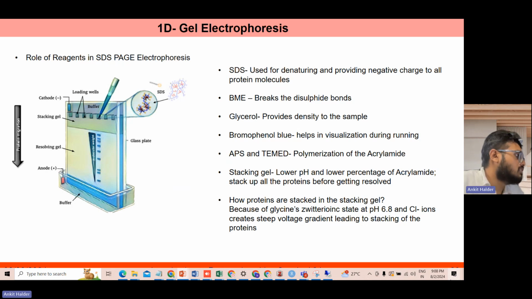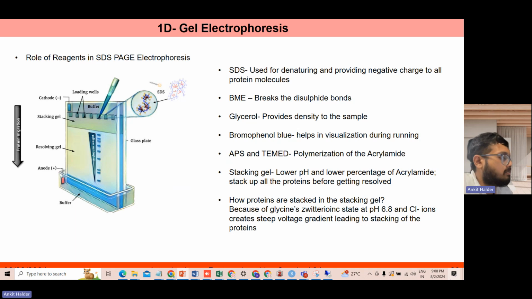Glycerol is used for providing density to the sample. Bromophenol blue is used for visualization. APS and TEMED are for the polymerization. One is the initiator, which gives the initial molecule, and another is the catalyst. And the stacking gel has lower pH and lower percentage of acrylamide, so this helps you to stack up all the proteins before getting resolved.